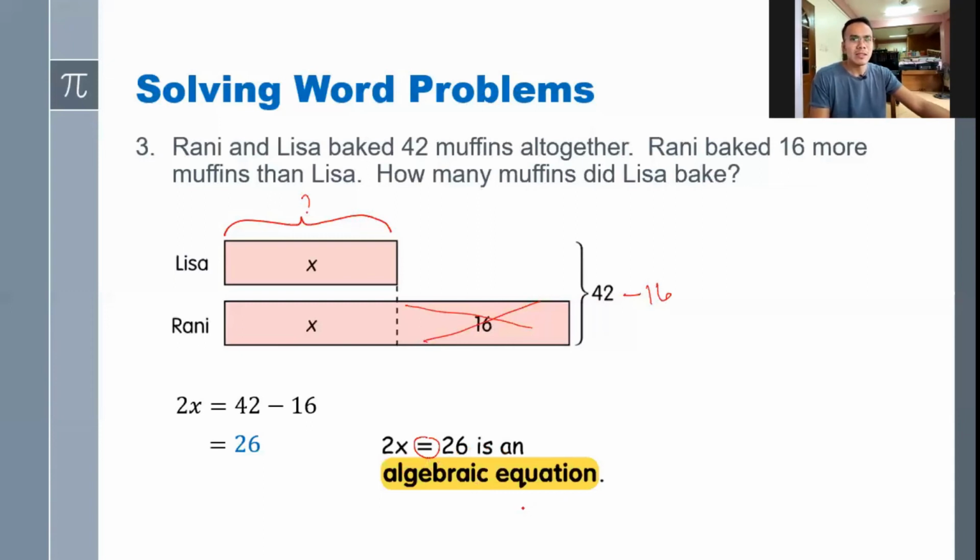Okay? Now, 2x is 26. So if we want to find 1x, we're going to divide 26 by 2. And 26 divided by 2 simplifies to 13. Therefore, the value of 1x is 13. That means Lisa baked 13 muffins.